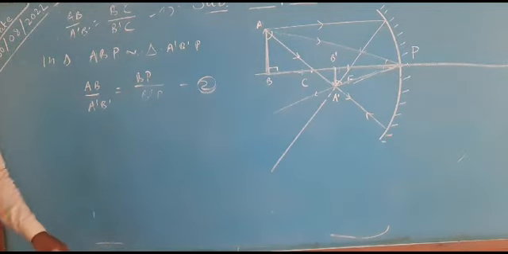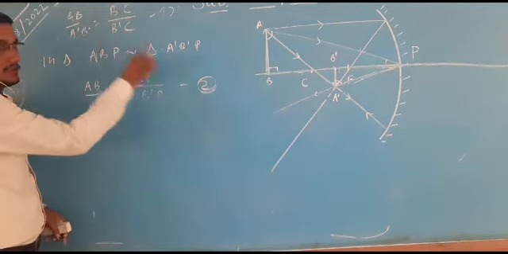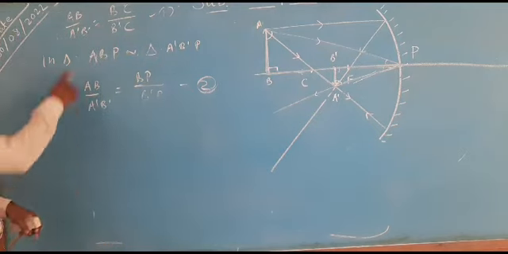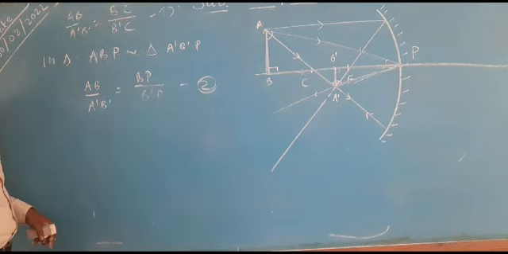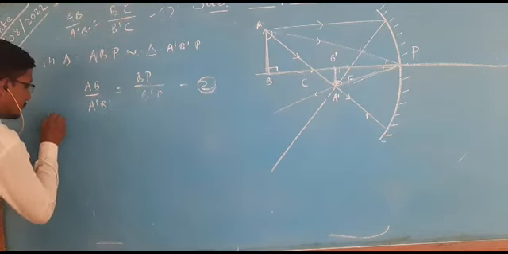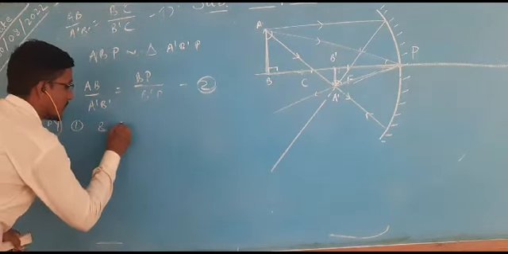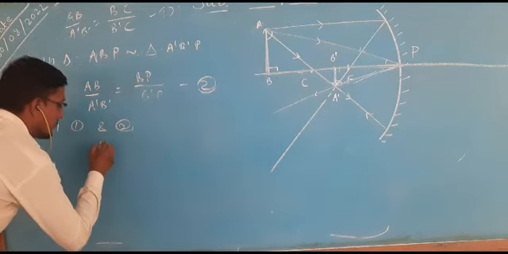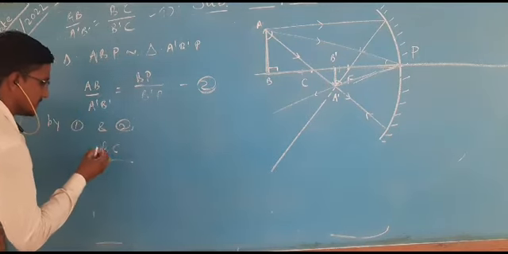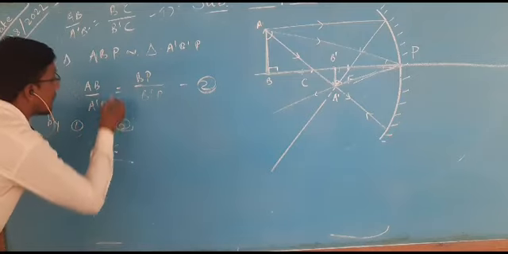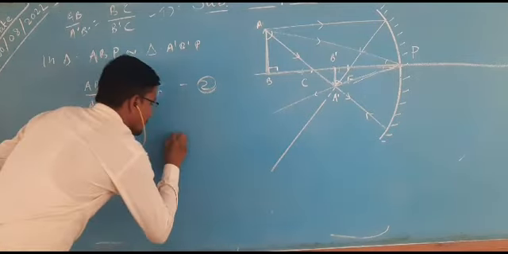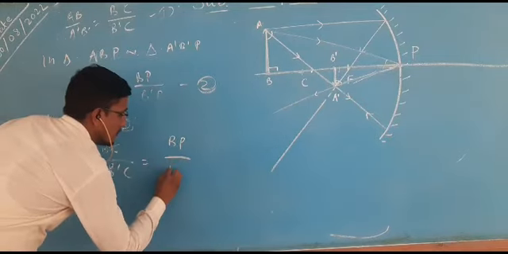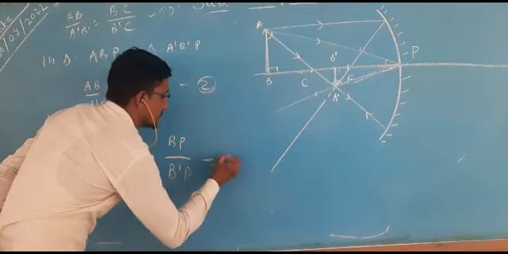Is it clear? Now by equations 1 and 2, we can say that the ratios are both similar, so this will also be equal. By equations 1 and 2, we can say that BC upon B dash C should be equal to BP upon B dash P. This is our conclusion.